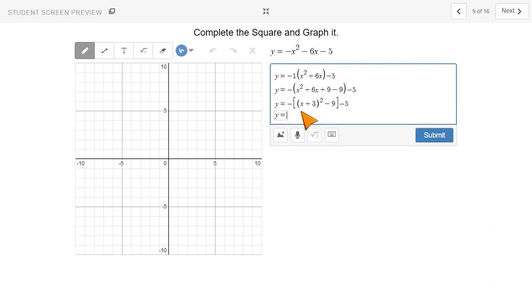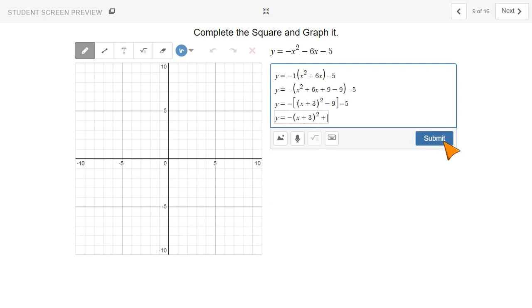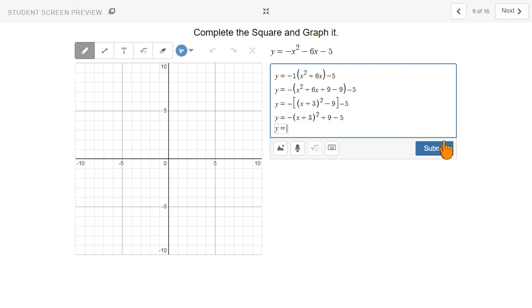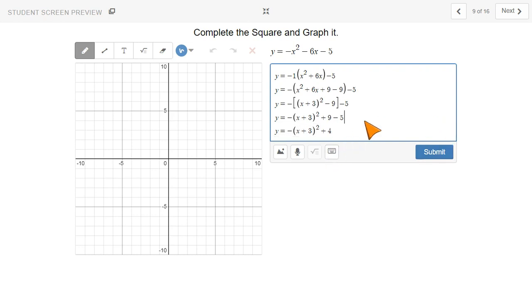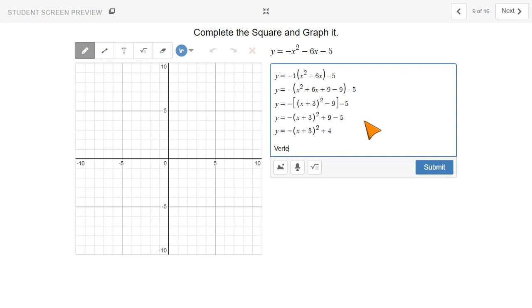Let's expand by taking the -1 and distributing it to everything inside the bracket. Negative x plus 3 squared plus 9 minus 5. y is equal to negative x plus 3 squared plus 4. Now we are in the vertex form. We know the vertex is -3, +4. We know that there is no stretch because this is a -1.